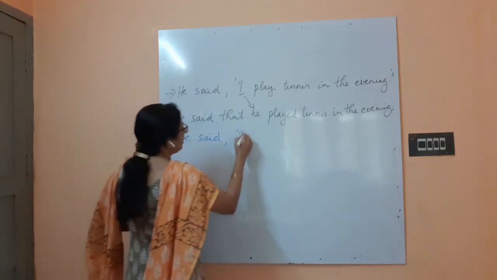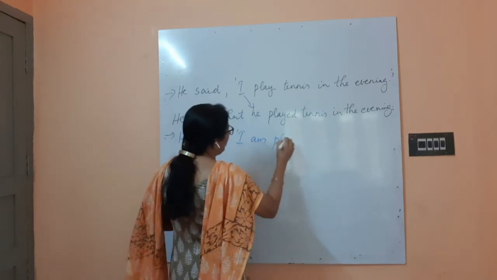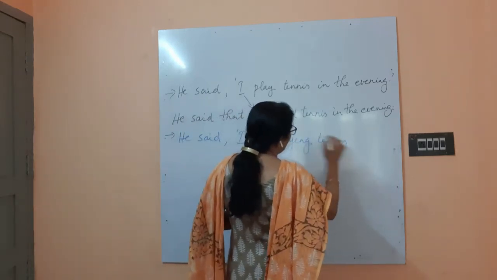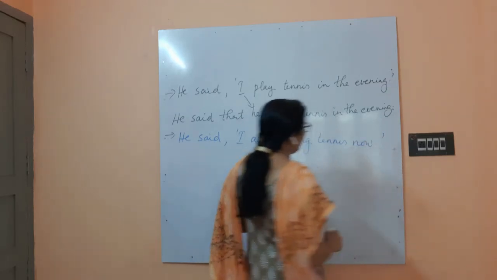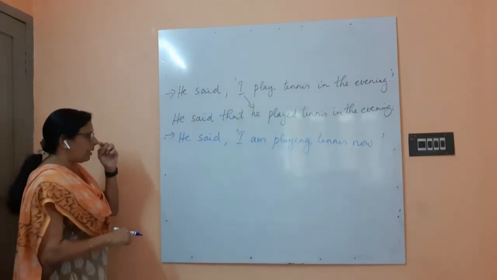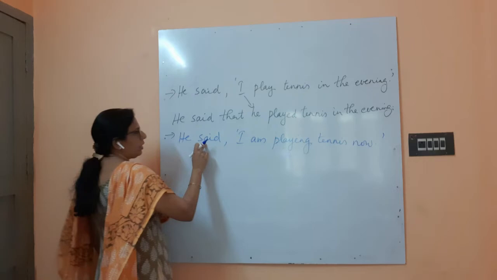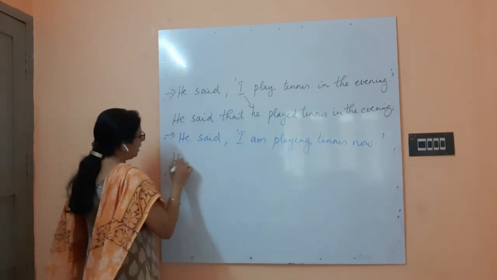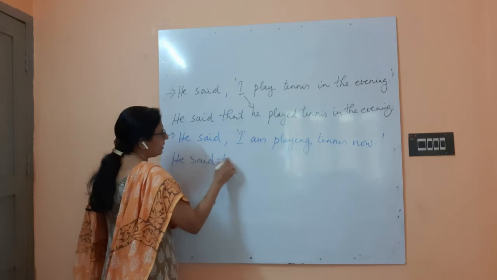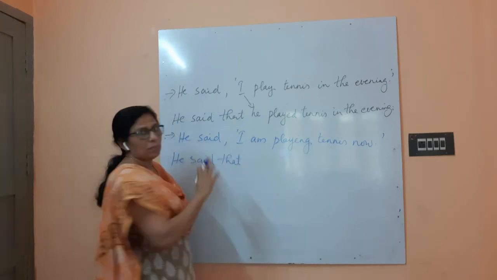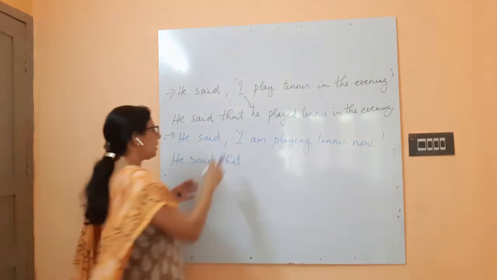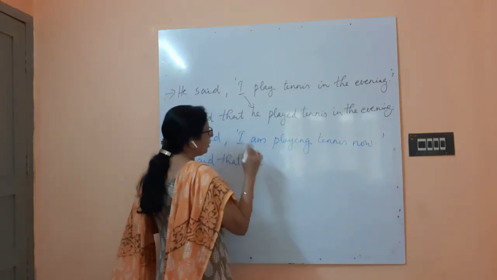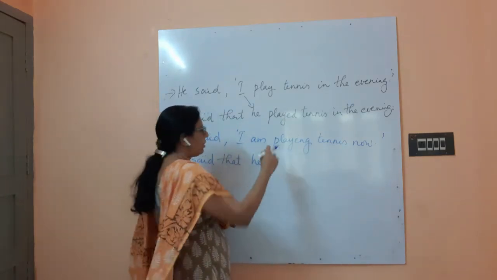He said, I am playing tennis now. Yes, now also is coming, so we'll see what changes will happen in the indirect speech. Okay, so the reporting verb is simple past and the tense is present continuous. He said that, combining by using the conjunction that, removing all the punctuation. He said that he: I changes to he, and am playing, present continuous, changes to past continuous.